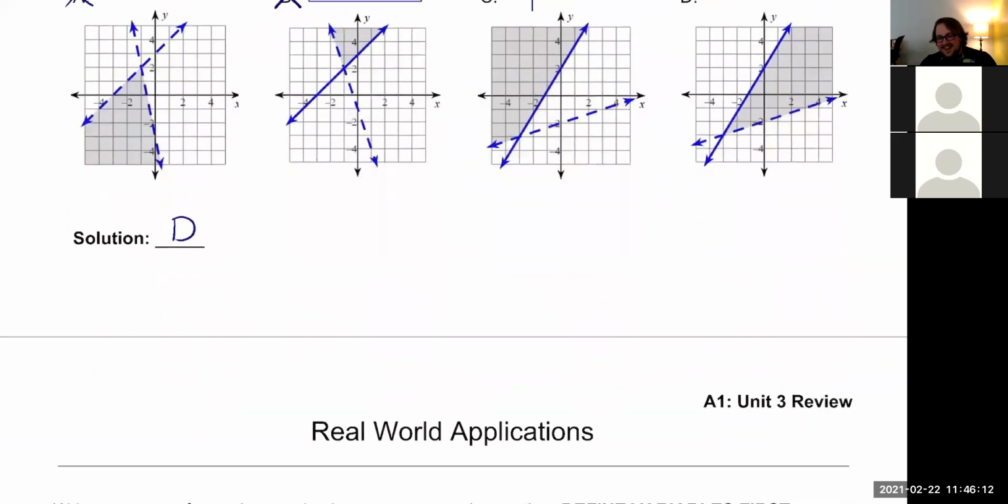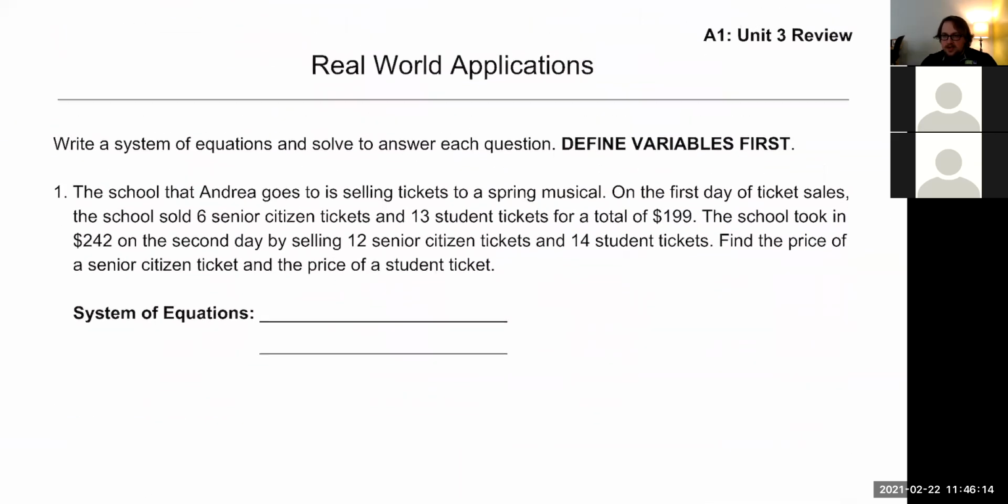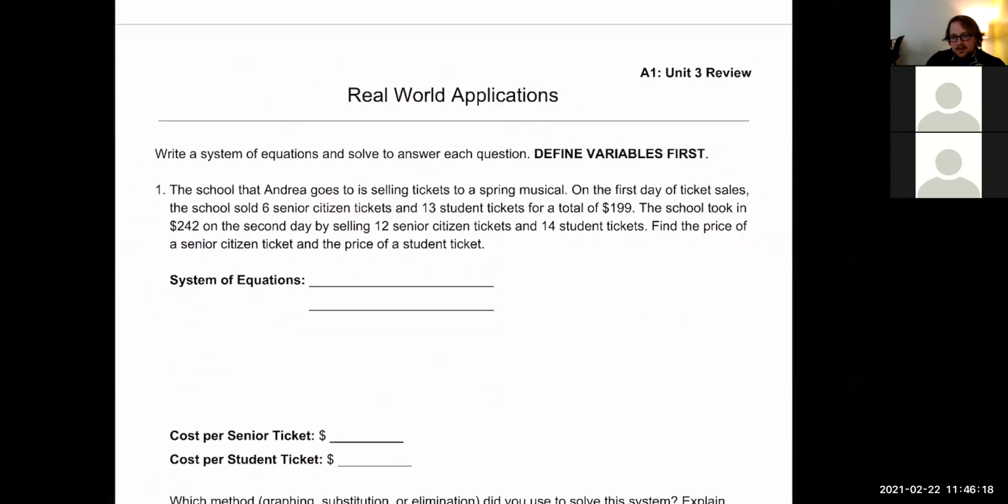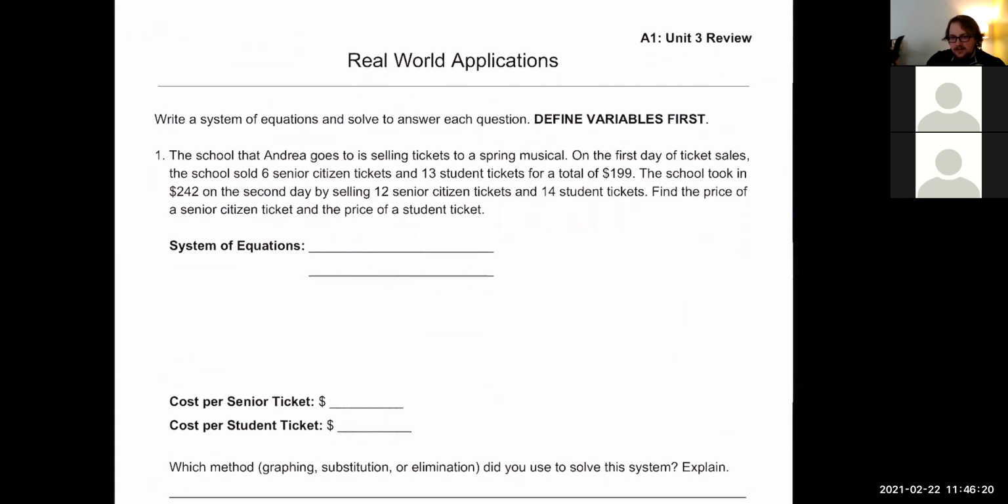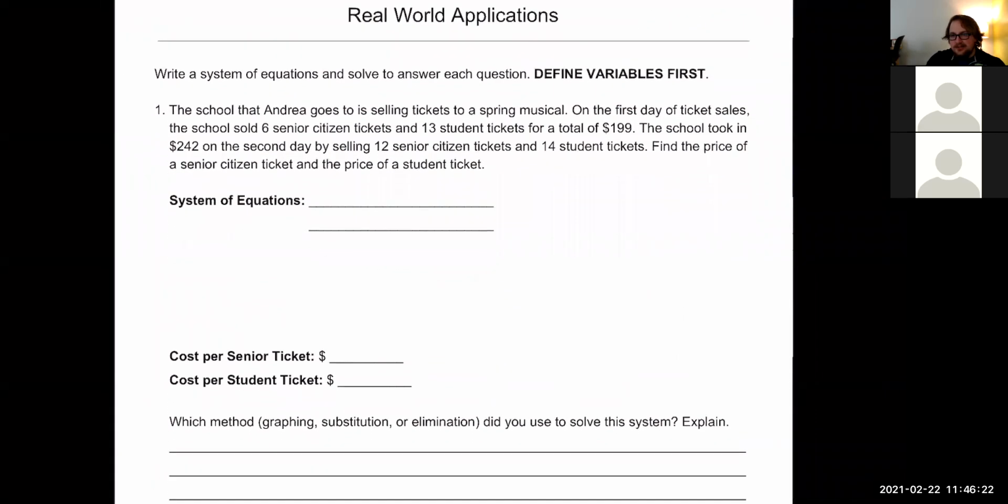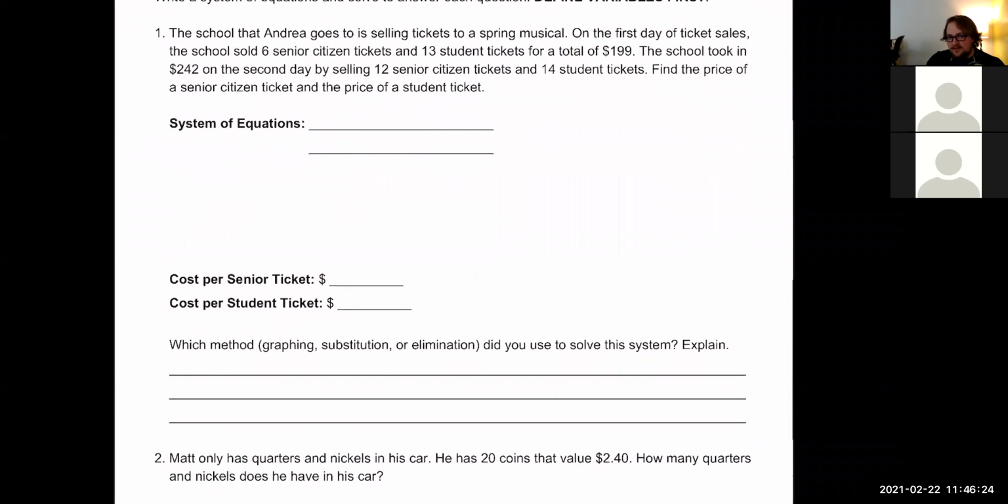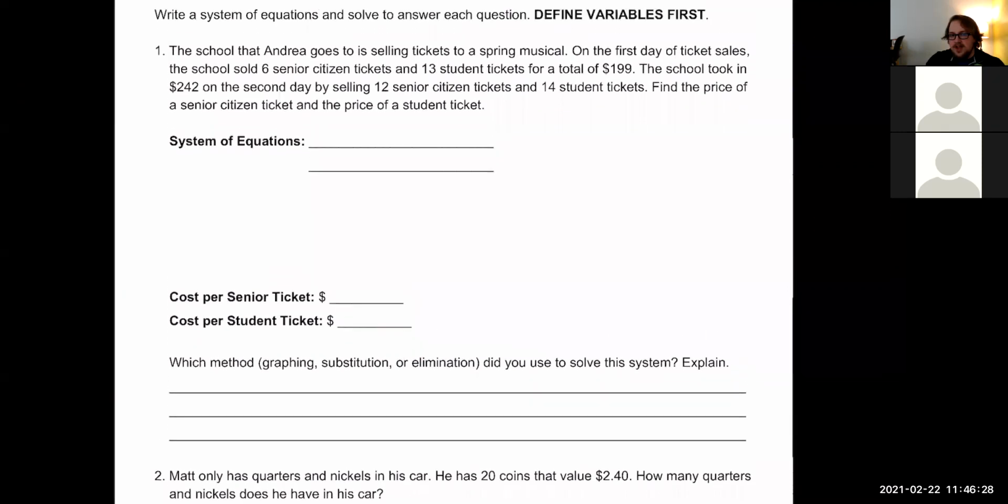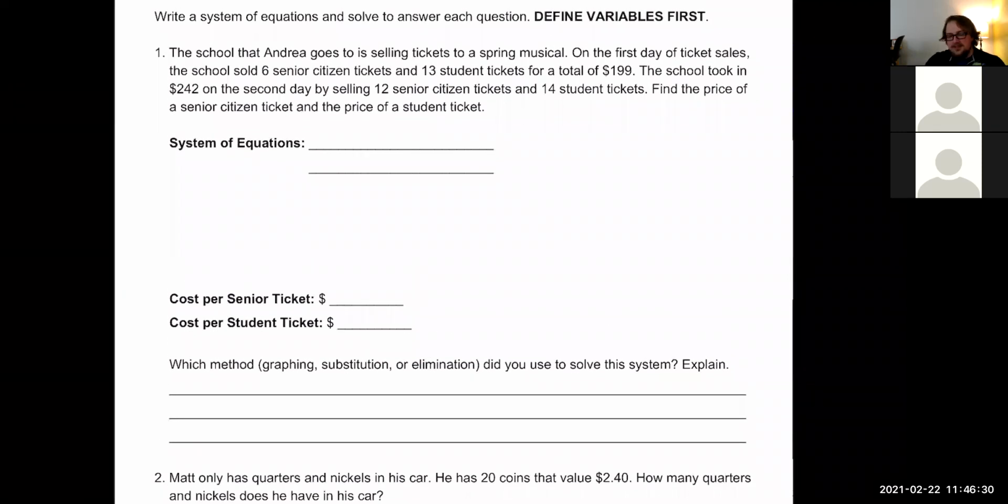Finally, moving on to our last page of the review. Thank you guys for sticking with me. Real quick, just because it might be worth mentioning earlier rather than later, this first problem has multiple parts. We're going to have to write our system first, solve it, and then explain which method we used. I think it's worth like 5 points.